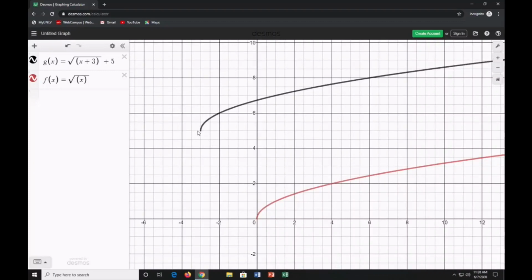So this vertex, we can easily find what the coordinates are, right? Because it was moved from the origin, which is 0, 0, to -3, 3 units left and 5 units up. And there you have it. And we can label it like that. -3, 5.